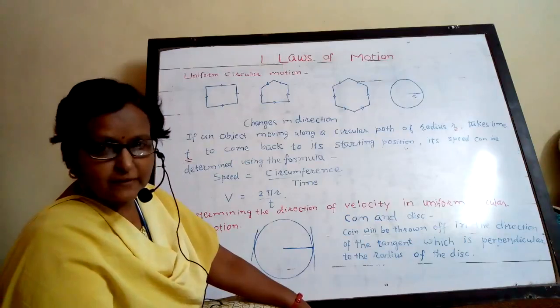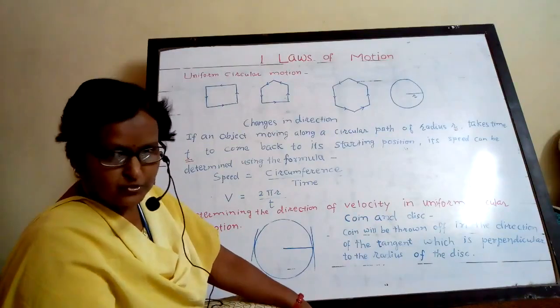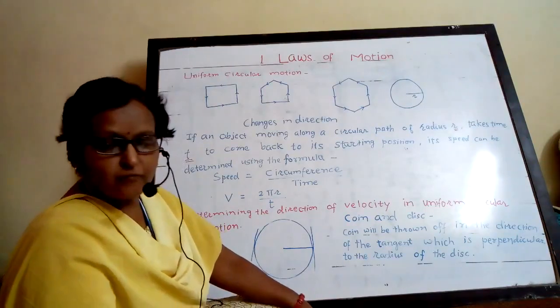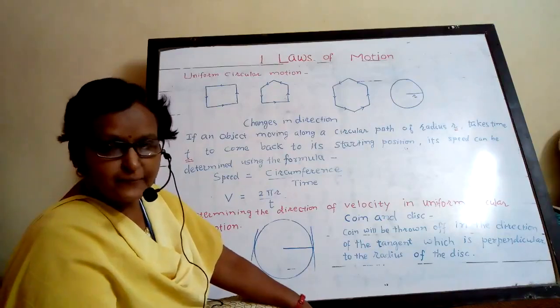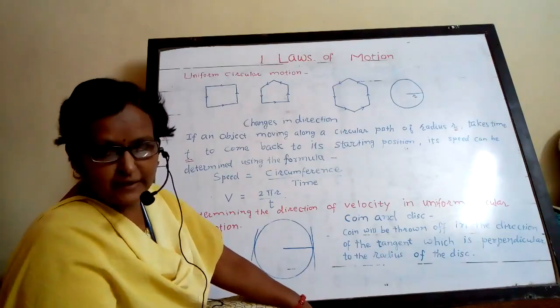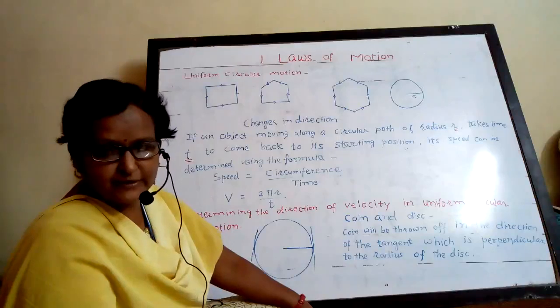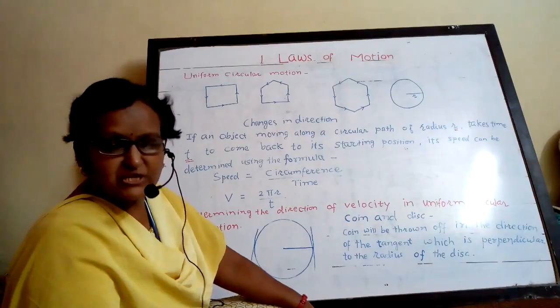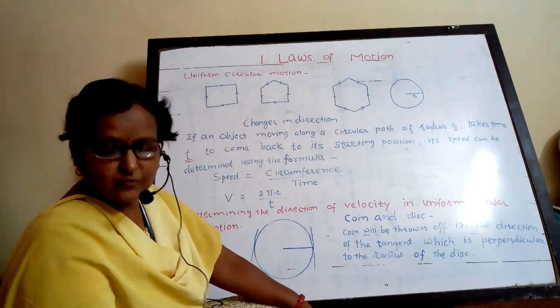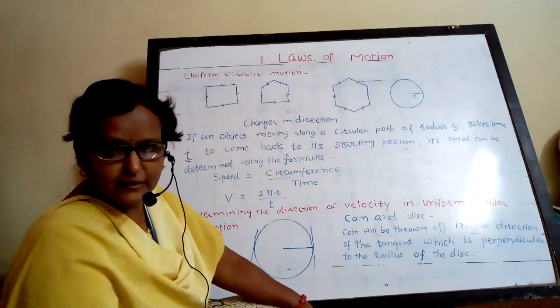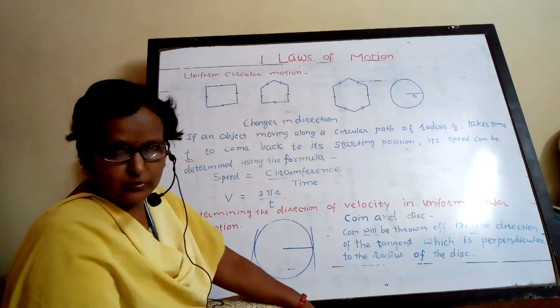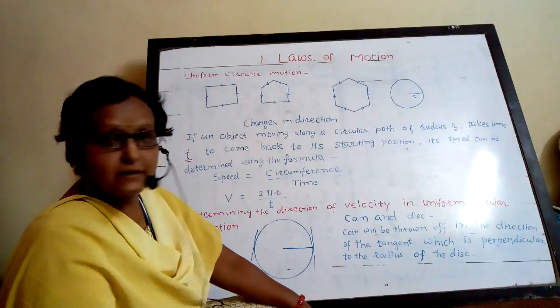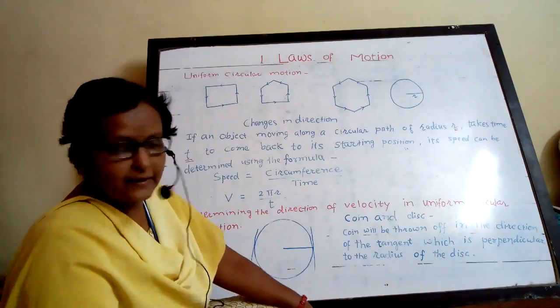We have completed the three equations of motion. Now we know that the velocity of an accelerated object changes with time, and this change in velocity is due to either a change in the direction of the motion or a change in the magnitude of the motion, or both. So we call it accelerated motion.